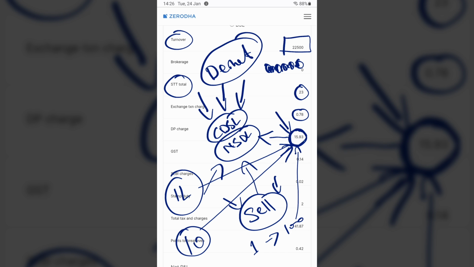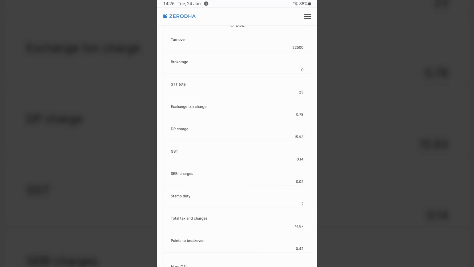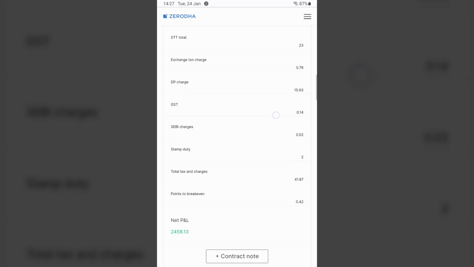So this is one very important thing to take care of when you are doing long-term or delivery purchases with Zerodha, because this 15.93 is a fixed cost. I believe this is the most important to understand.